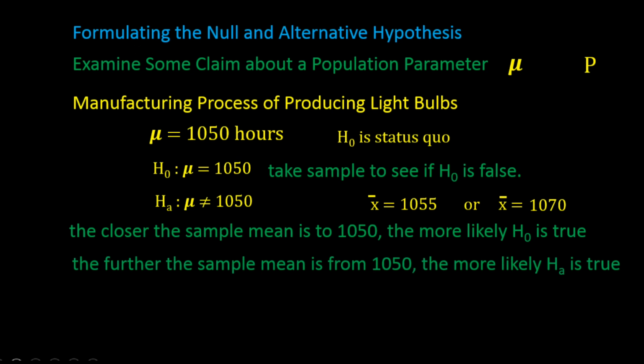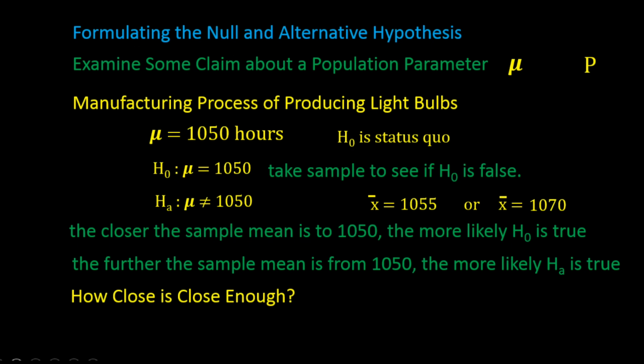The further away the sample mean is, the more likely we are to conclude that the true mean is not 1050 hours. The big question, of course, is how close is close enough, and how far is too far? And that is where hypothesis testing comes into play. But before we answer that question, let's take a look at another set of hypotheses.